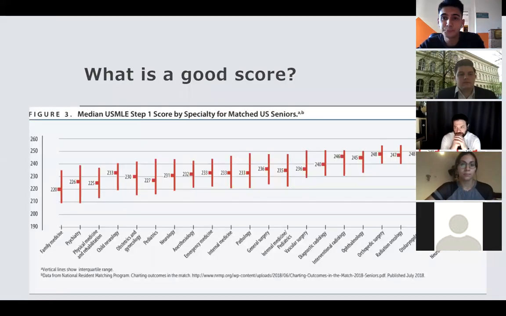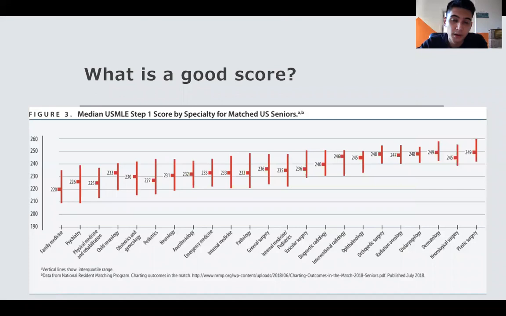So, what is a good score? Because if we're talking about Step 1, as Jose said, this is basically one building block in your application if you would want to go to the US. Arguably, it's the most important part of your application. If you're going to ask people in the US, some program directors, they will usually tell you that if you have a very bad score, there's almost no chance that you're even getting an interview.